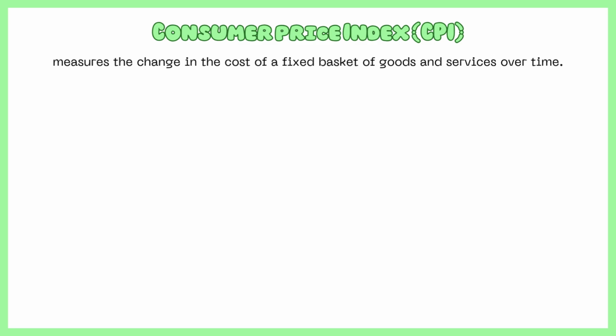The Consumer Price Index or CPI is the most commonly used price index to measure inflation. CPI measures the change in the cost of a fixed basket of goods and services over time. The formula for CPI is the cost of the basket in the given year divided by the cost of the basket in the base year times 100. Let's see an example of calculating CPI.